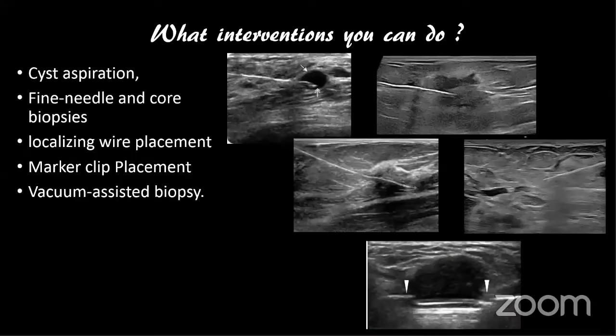Now, what all interventions can we do in the breast? The simplest one is cyst and abscess aspiration. As anywhere, we can always have some cyst or abscess within the breast, which we can aspirate for symptomatic relief to the patient. Then we have fine needle and core biopsies, localizing wire placements, marking clip placements, and vacuum assisted biopsies. So I will be talking about them one by one.